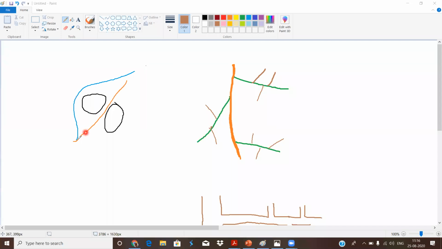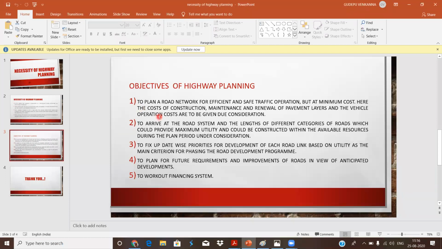But if you change the direction of the alignment of the pavement, the pavement cost increases, but safety is more, while the cost of construction is high. So while planning, you should plan a road network where cost of construction, cost of maintenance, vehicle operation cost and vehicle maintenance cost are all considered while planning a road network or road development.